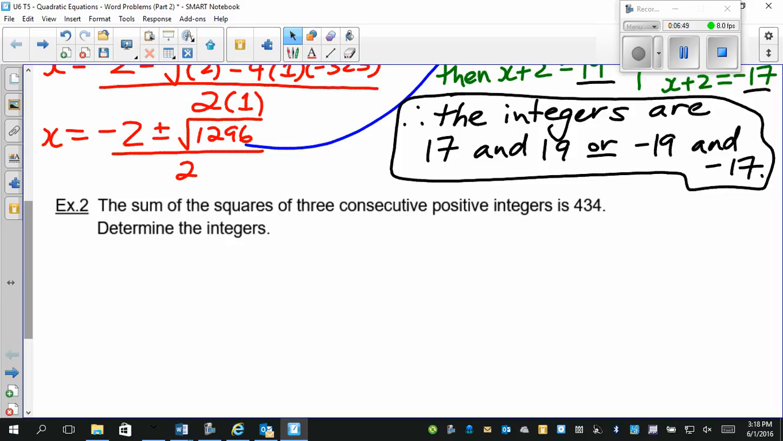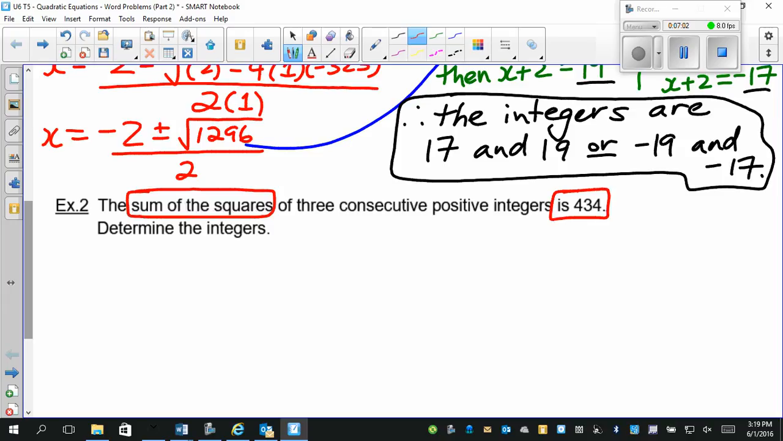This one here, we've got, I'll do what I did last time. So the sum of the squares is 434. So that's my equation part.